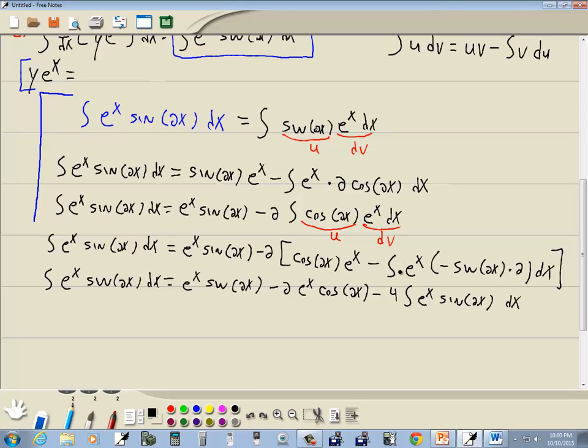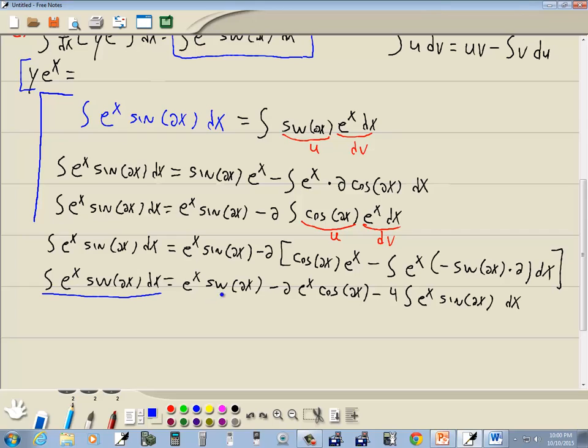Negative, negative gives me a positive times another negative out in front. That gives me a negative. And then this 2 times this 2 gives me my 4, and I put it out in front. And I'm left with those. Okay, that looks good. Now notice something here.